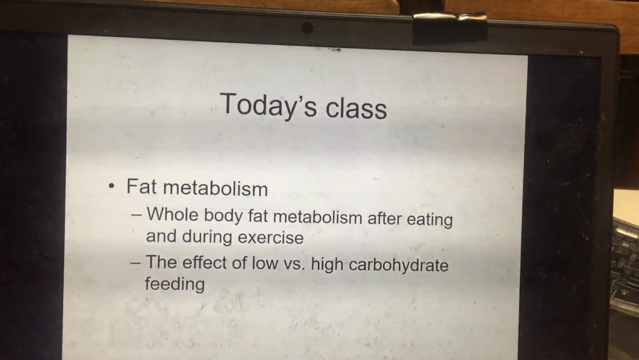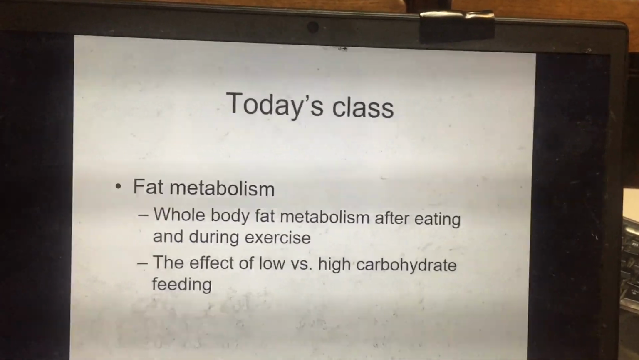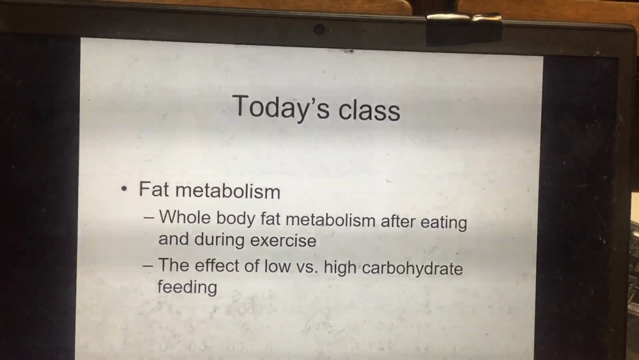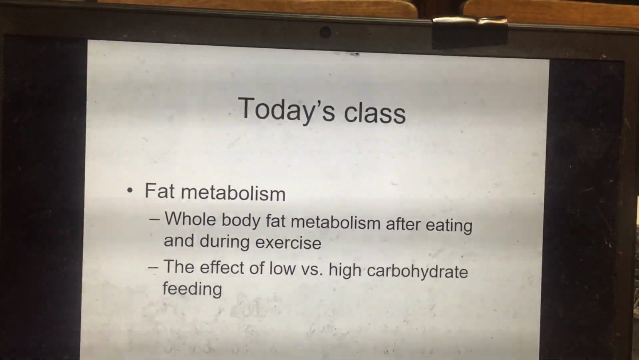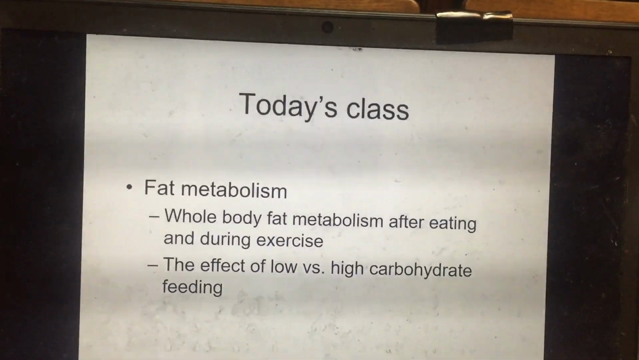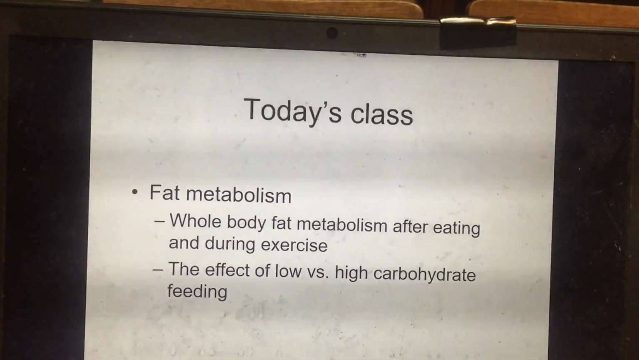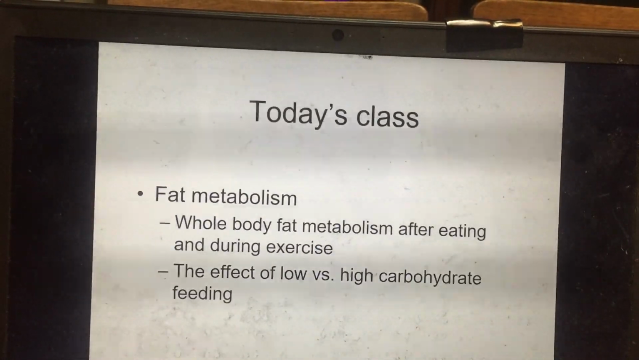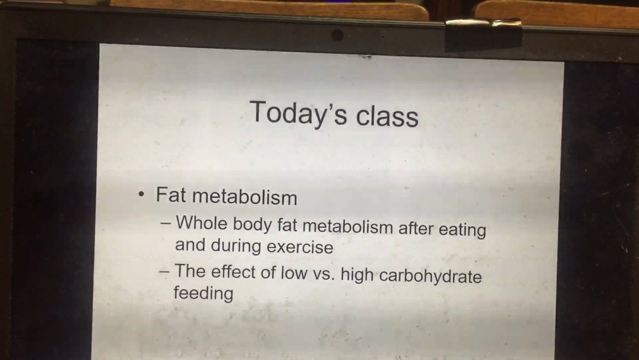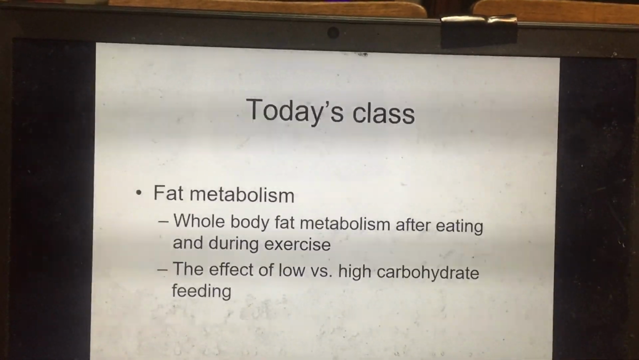So for today's class, I'm covering mainly fat metabolism. First thing I'm going to do is go over whole body fat metabolism after eating and during exercise. And then I'll also be covering the effect of low versus high glycemic feeding. And I'll also scatter in some review questions into this lecture as well.